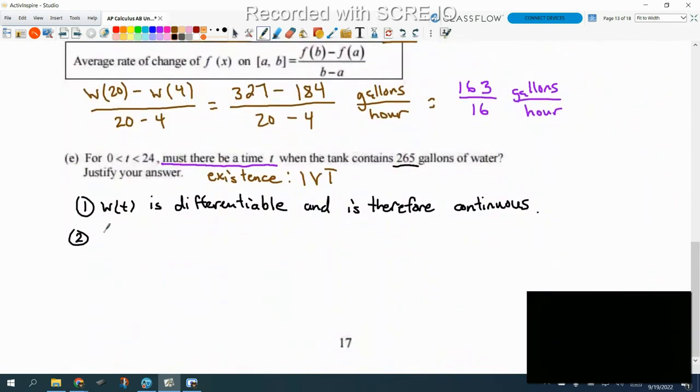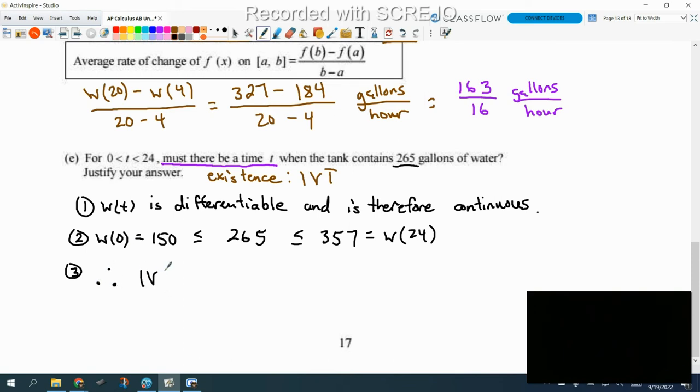So W of 0, which equals 150, is less than or equal to 265, which is less than or equal to 357, which equals W of 24. And then what you've stated is continuous. You've shown that 265 is between 2 other y values, then you can state your conclusion. Therefore, IVT applies. So we've invoked the name of the theorem, we've stated the 2 conditions that have to be true, and so we've done everything we need to do to get full credit on this problem.